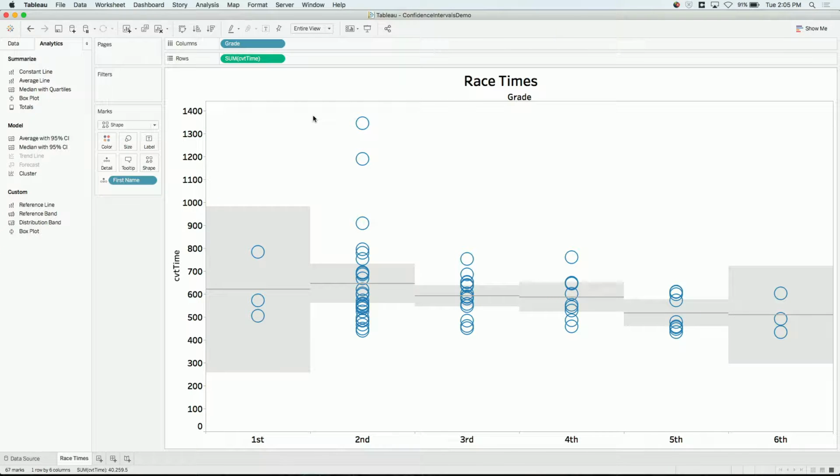That gray line through the middle is the average for my sample. The shaded region is the confidence interval. The definition of a confidence interval is that for 95% of samples, the interval will contain the population average.